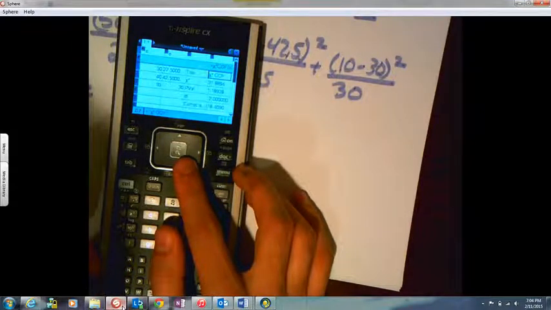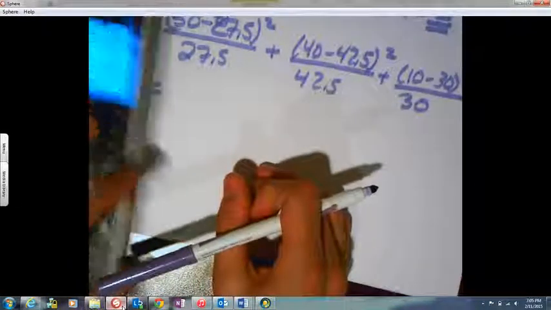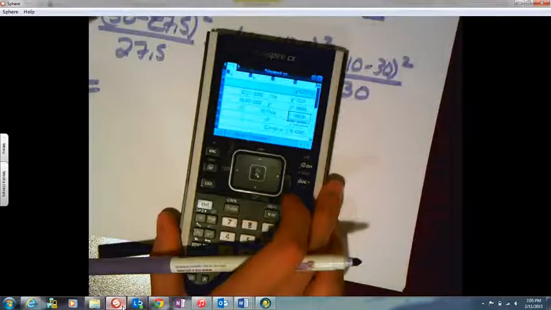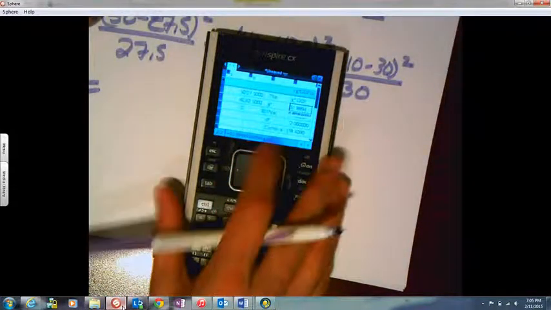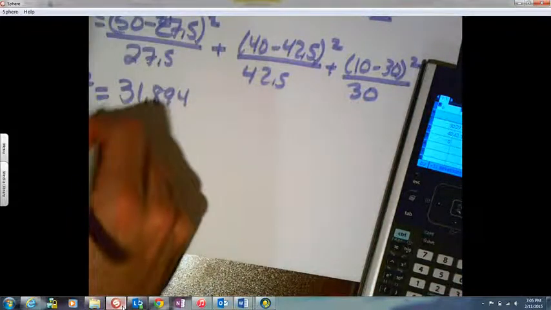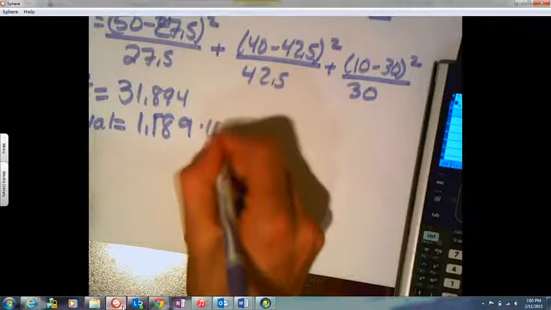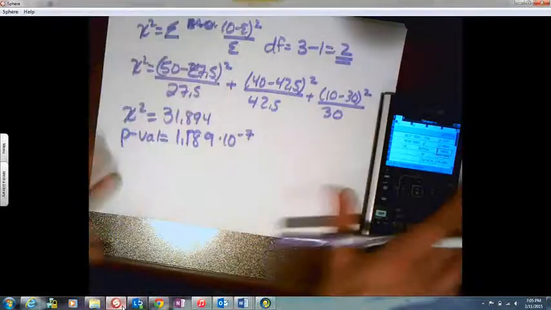And there we have our chi-square and our p-value. So the chi-squared is 31. Let's put it here. Chi-squared on the top, 31.894. And the p-value is equal to 1.189 times 10 to the negative 7. Please see the e minus 7. So times 10 to the negative 7. Let me zoom back out. Alright, so this is the math.